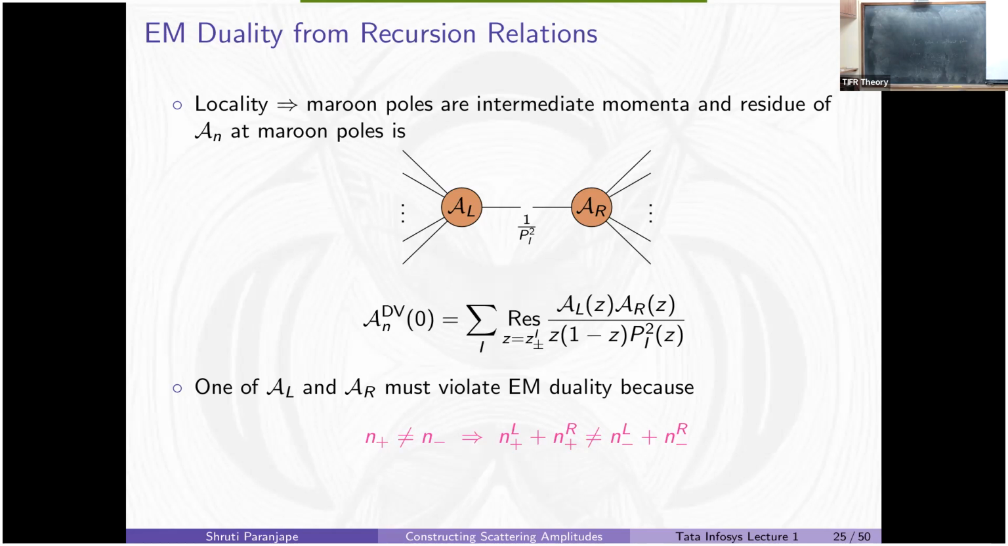Additionally, if n plus doesn't equal n minus, then you can't have so then n_L plus n_R. I'm not reading this out, but this does not equal this, right? So that means that at least one of these amplitudes has to vary. So that means that if you don't have a lower point duality violating amplitude, you can't have a higher one.